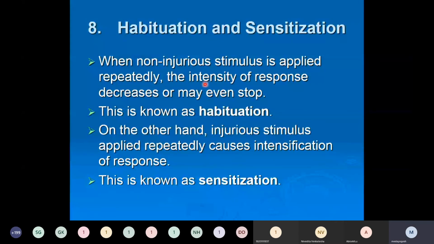Habituation. When a non-injurious stimulus is applied repeatedly, intensity of the response decreases or it may even stop. This is called habituation. On the other hand, if an injurious stimulus is applied repeatedly, it causes intensification of the response. This is known as sensitization. This also, again, we'll be learning.